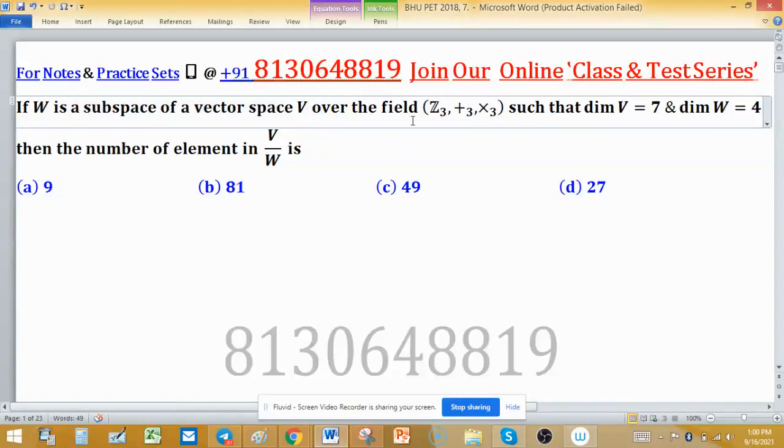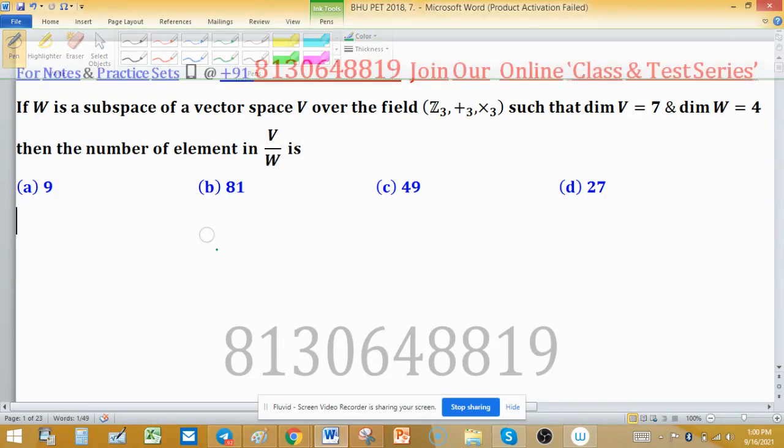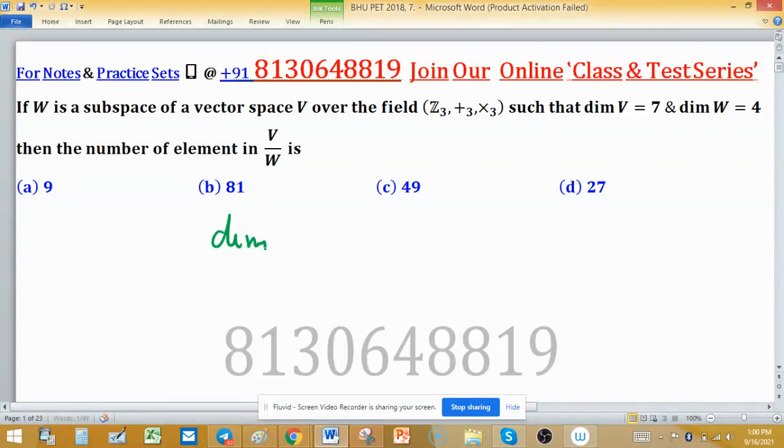Space of a vector space V over the field Z3, and operations are additive modulo 3 and multiplicative modulo 3, such that dimension of V is 7 and dimension of W is 4. Then the number of elements in V over W, meaning subspace W of V. As given in this question, the dimension of V is 7 and dimension of W is 4. Now what is the role of giving dimension of these two spaces?